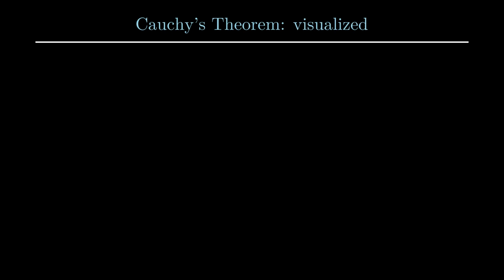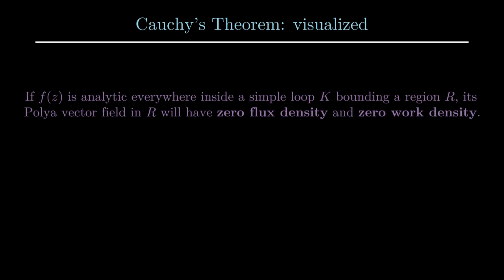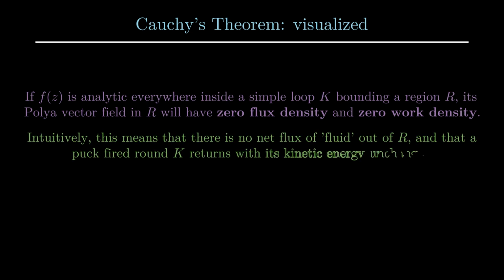Here's a visual interpretation of Cauchy's theorem. If f is analytic everywhere inside a closed contour K bounding a region R, then its flux and work densities in R are both zero. Therefore, based on the equations we've derived, the integral around K must vanish. Physically, this means that the net amount of fluid that flows through K is zero, and that a projectile fired around K from a point P returns with the same kinetic energy it left with.